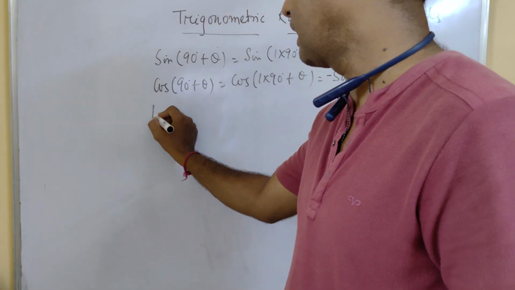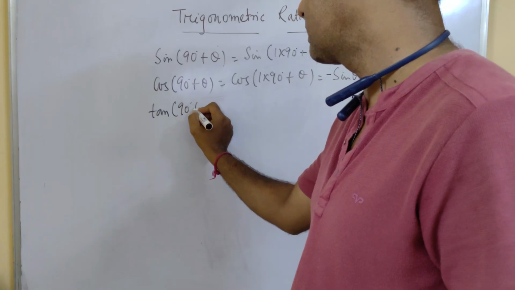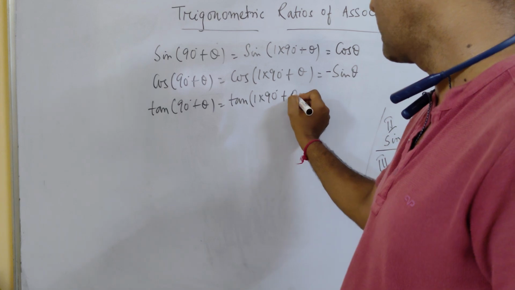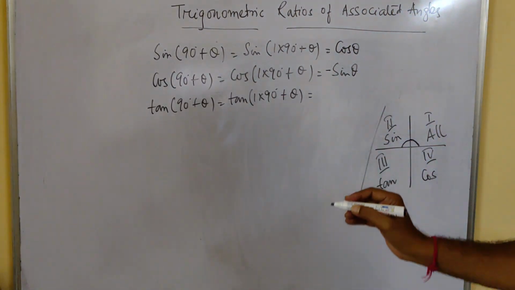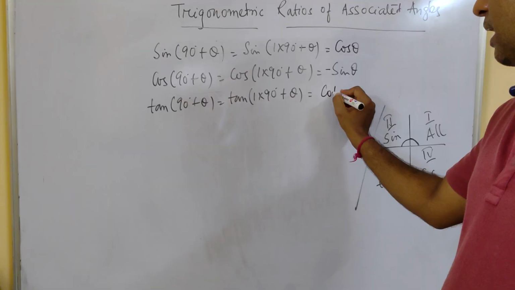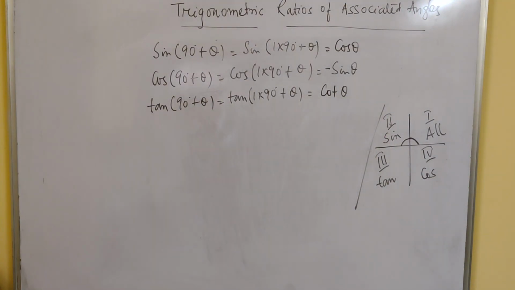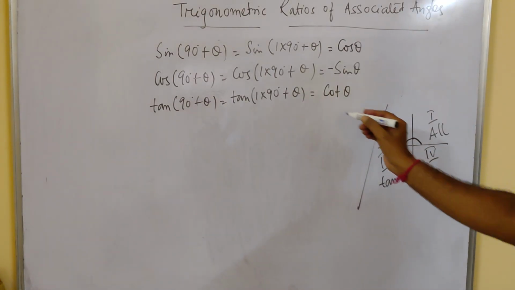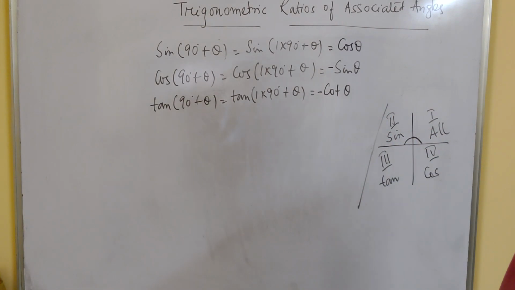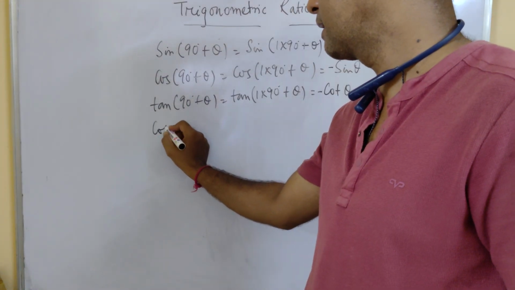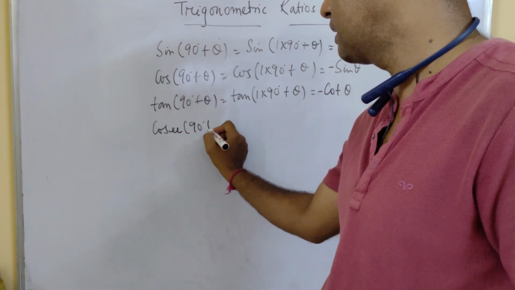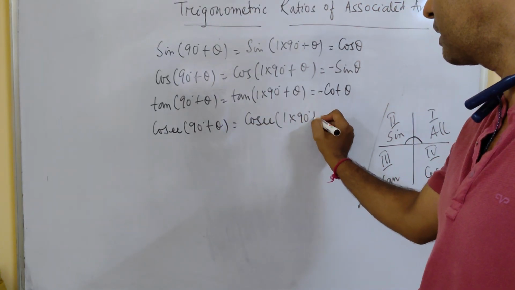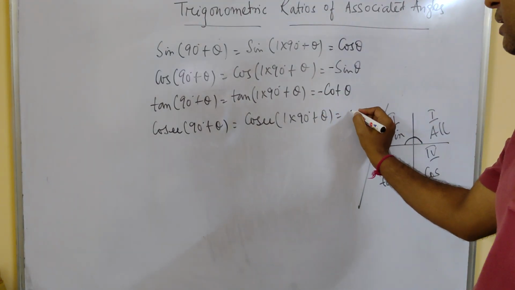Similarly, we may write tan of 90 degree plus theta, which is tan of 1 into 90 degree plus theta, is equal to cot theta, as it is an odd number. But the angle lies in the second quadrant, so it is minus cot theta. Then cosec of 90 plus theta is equal to cosec of 1 into 90 plus theta.